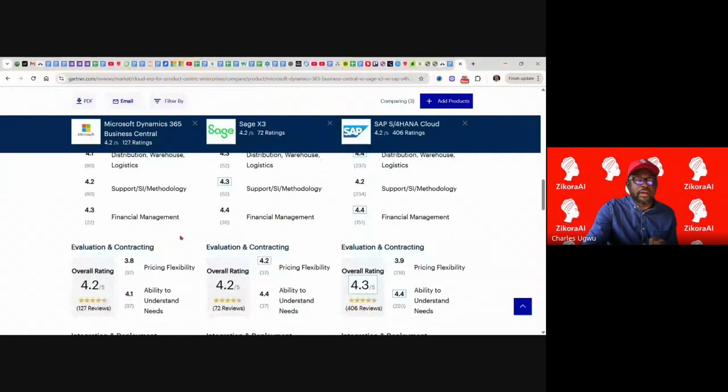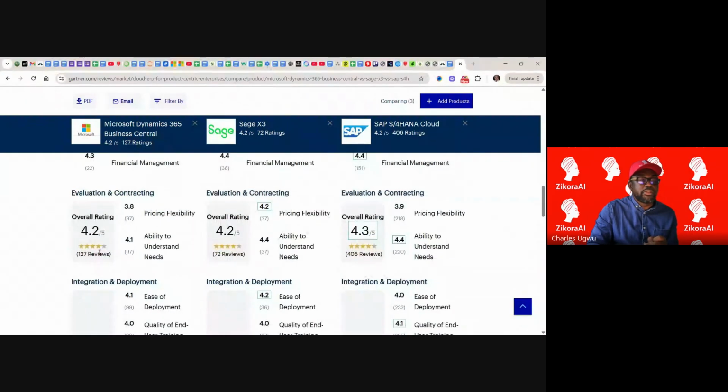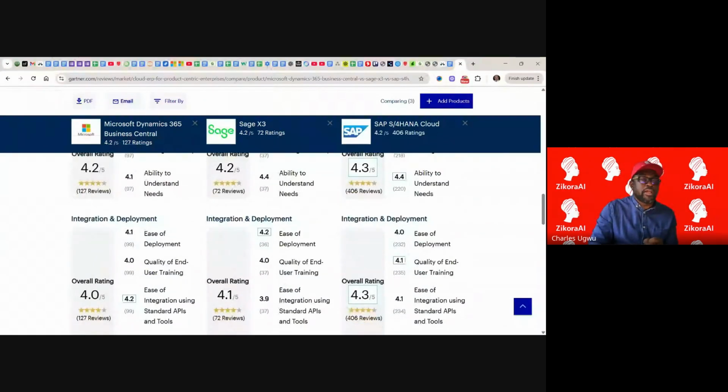You come to the breakdown. You see here the evaluation on contracting, and this one too has 4.3, 4.2, and here it is. You see pricing flexibility and the ability to understand needs. And if you come here to integration and deployment, you look at the integration and deployment and see how it works here.